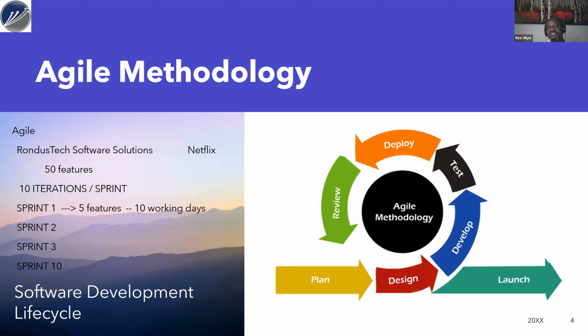From these 50 features, we split it into iterations. Sprint 1, sprint 2, sprint 3, all the way to sprint 10. Then we develop these features one sprint at a time.